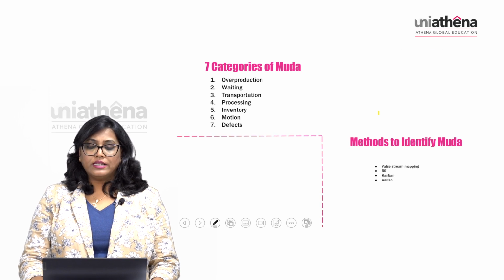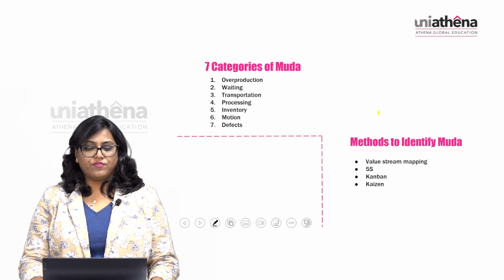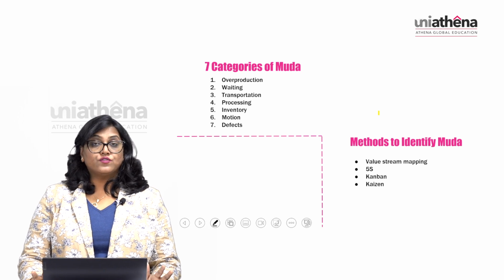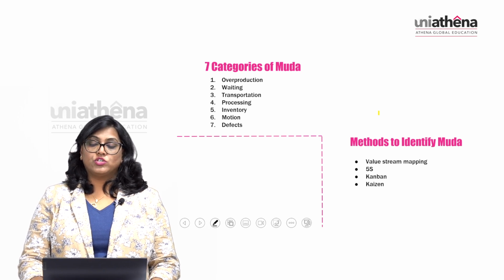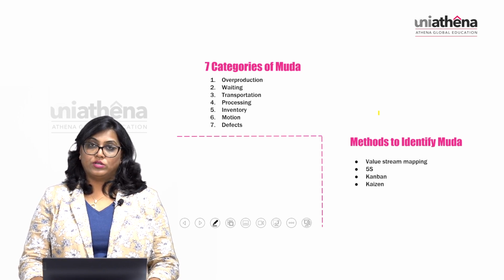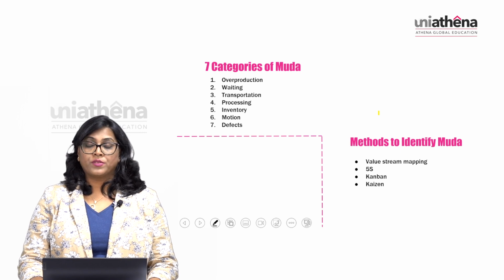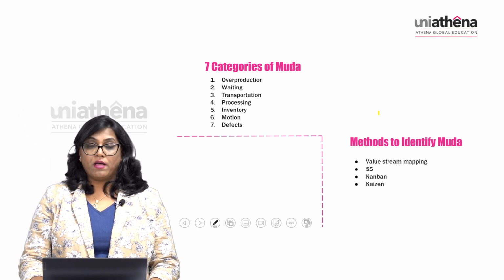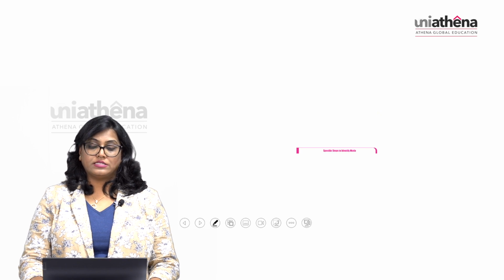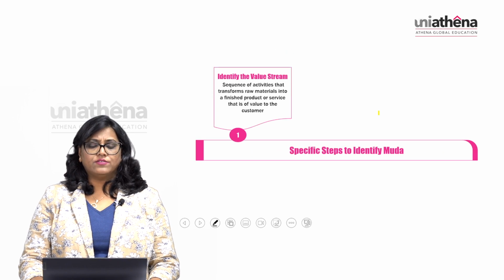On that note, let's see how do you identify Muda. There are these 4 types which you can use to identify Muda. I would say 4 methods rather. Value stream mapping, the 5S, the Kanban and the Kaizen. So let's identify what are these specific steps.